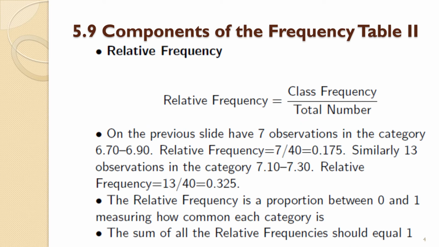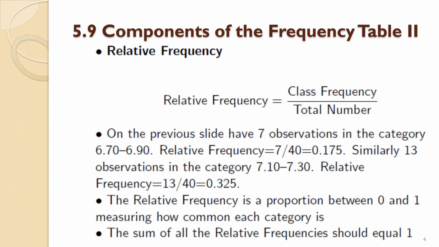The relative frequency is just the probability of being in that category, so it's the number in that category over the total number in the sample. Equivalently, the relative frequency is the class frequency over the sample size. It's not necessarily explained as well as it might have been in the notes, but the relative frequency is just the probability of being in a certain category.